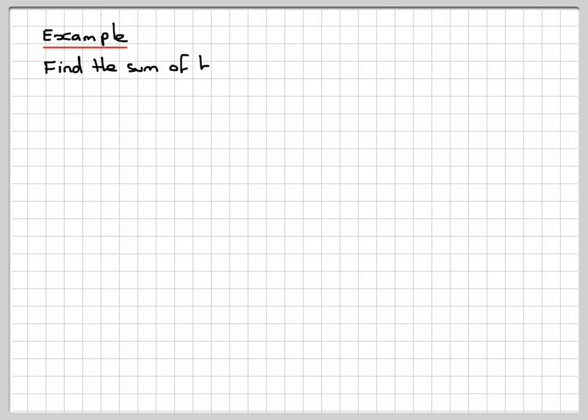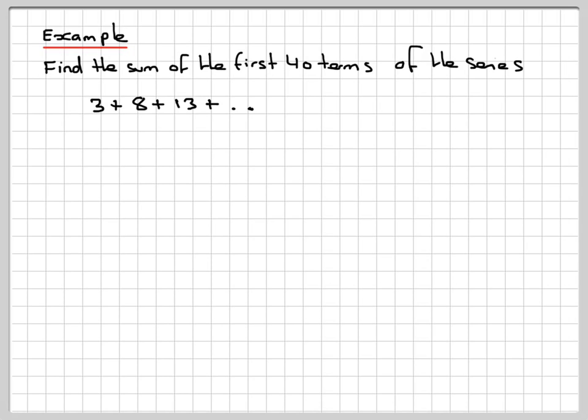Example: find the sum of the first 40 terms of the series 3 plus 8 plus 13. So we have the first term, but we don't know what the 40th term is. We could write them all down, but it'd be a bit tedious. However, we can find the common difference. The common difference is going to be 8 take away 3, which is 5. Just check again, if we do 13 take away 8, that will be 5 as well.